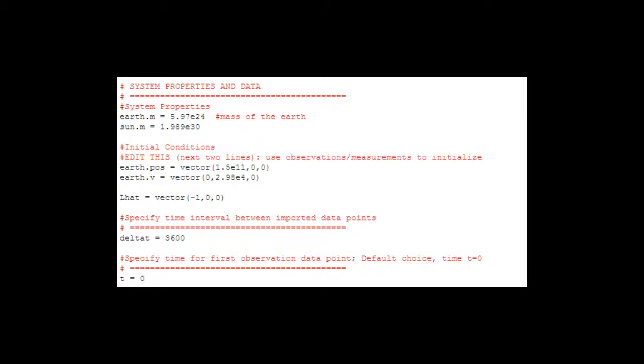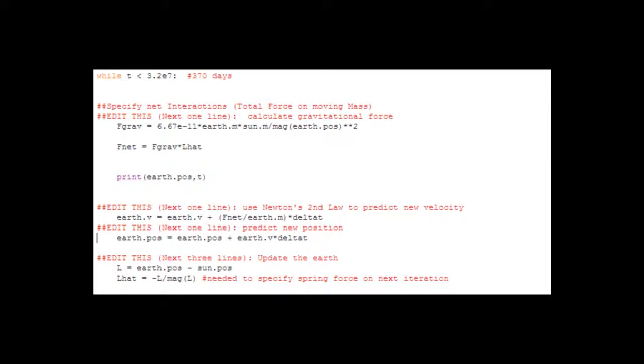We next come to the VPython code for implementing the model. These are the first few lines of the program and set the mass of the Earth and Sun and also the initial conditions such as the position of the Earth and the Sun and the initial velocity of the Earth. The program was run for a time of 3.2 times 10 to the power 7 seconds, which is equivalent to some 370 Earth days. We now show the lines which implement Newton's second law.